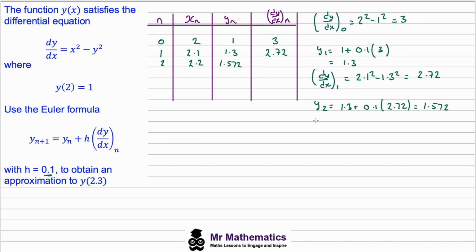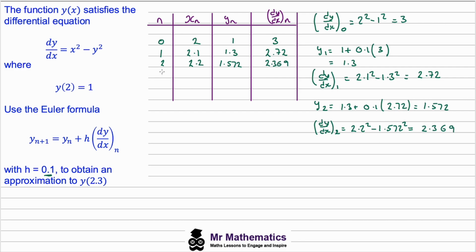And now we can work out the gradient at this point. So dy by dx when n is 2, we'll substitute in the x and the y value. So we'll get 2.2 squared minus 1.572 squared. And this will give us 2.369.